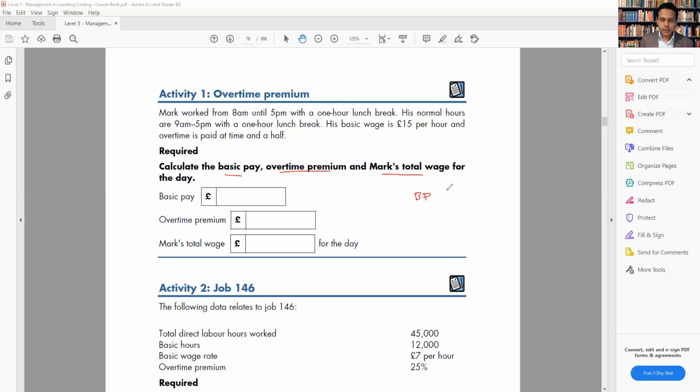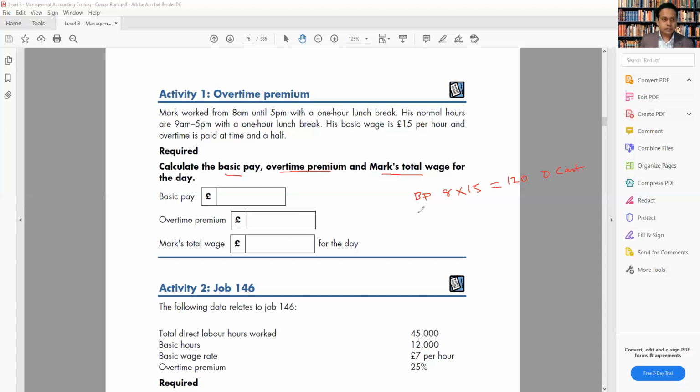8 hours. Very well done, Nazia. And for 8 hours, how much is it per hour? 15. So how much is the total basic pay? 8 times 15, that is 120. And that's my direct cost.